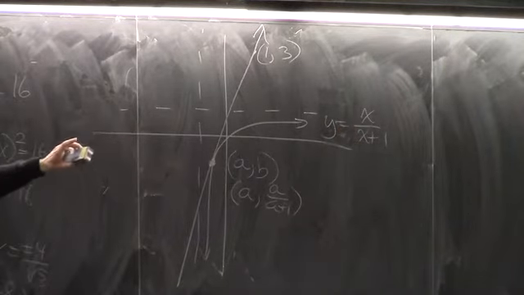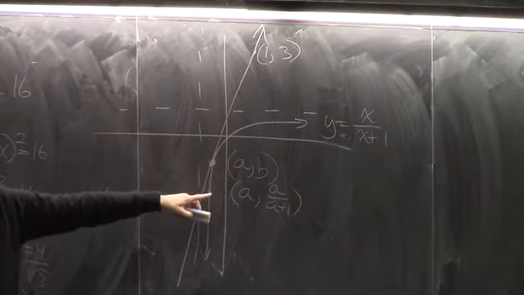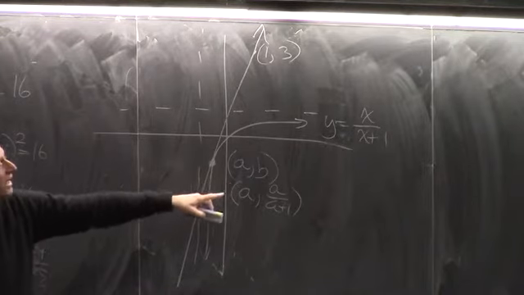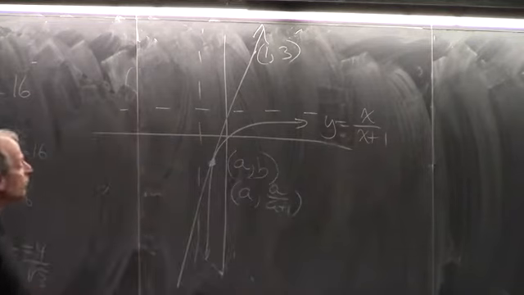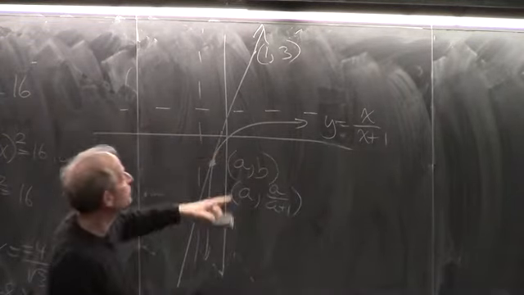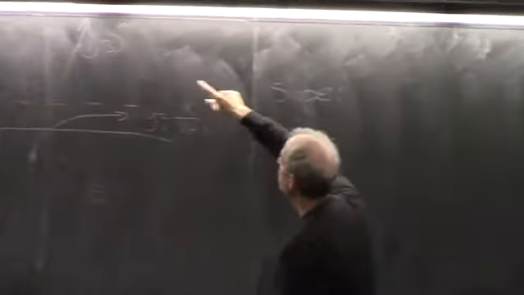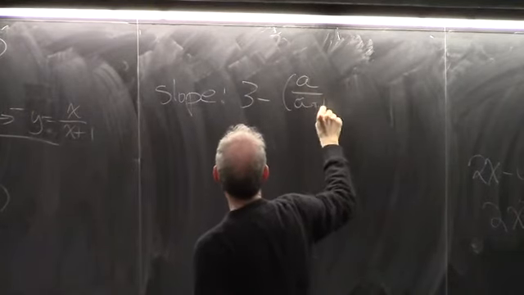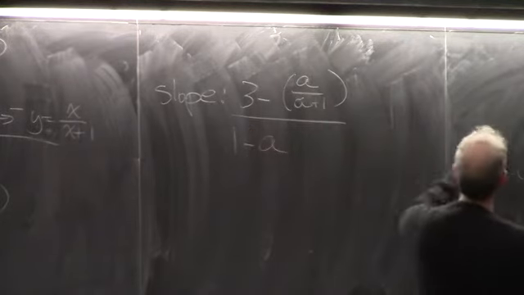So what do I do? I'm saying that the line intersects the curve at the point where x equals a. I don't know what a is yet. I'm going to figure it out. And when x equals a, y is a over a plus 1. All right, so what do I know? I know the slopes are the same. So what is the slope here? Well, slope is just difference in y's over difference in x's. So the slope is 3 minus a over a plus 1, over 1 minus a. I could write that in the other order, of course.